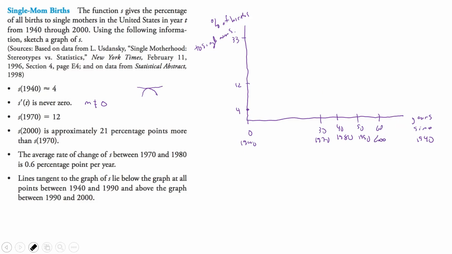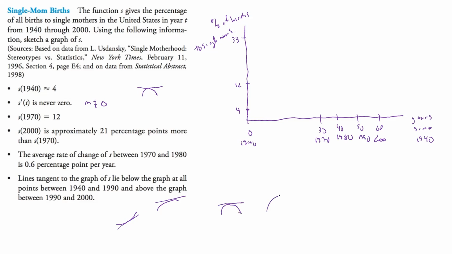Between 40 and 90 the tangent lines are below the graph, and above the graph between 90 and 2000. Below the graph means we have to be concave up. Always when it's concave up, the tangent lines are below. When we're concave down, they're above. So we know there's some kind of a turning point, but not one where we have a slope of 0.